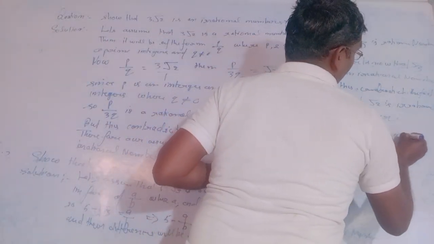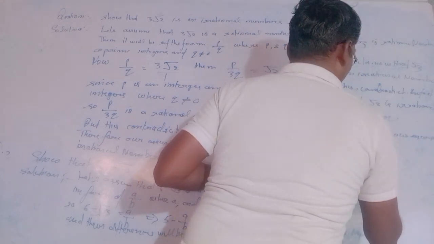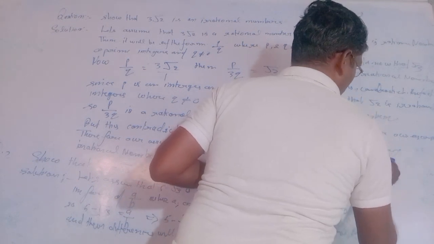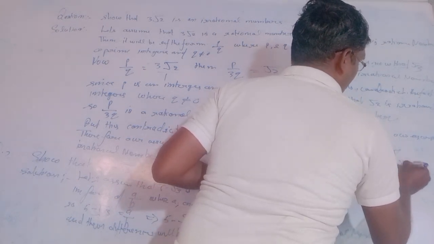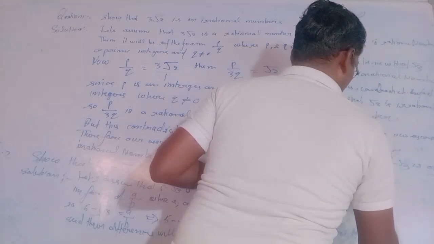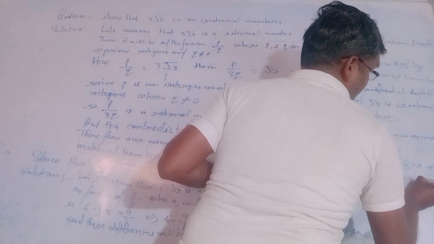Therefore our assumption is wrong, and hence 5 minus root 3 is an irrational number. Proved.